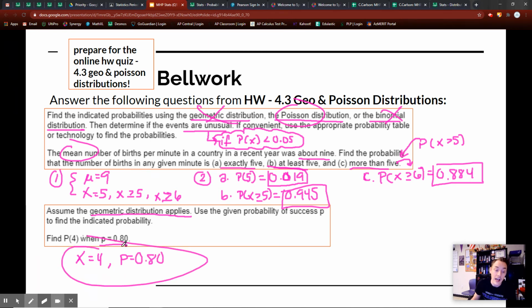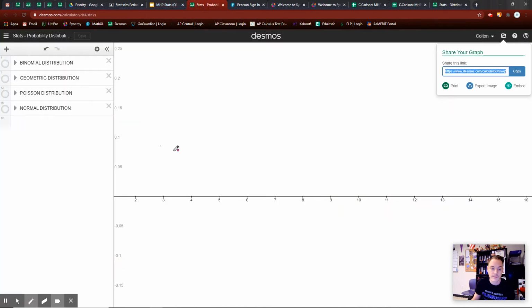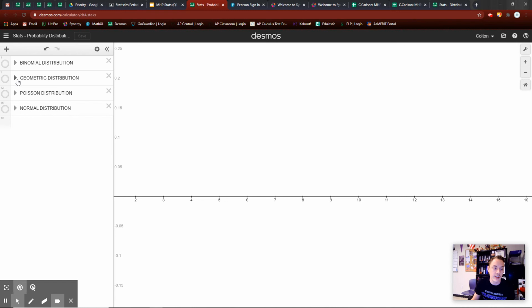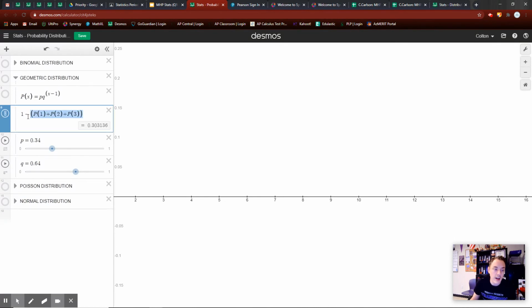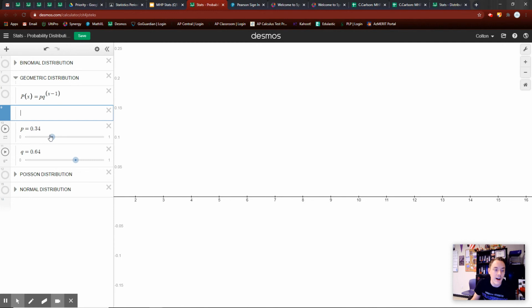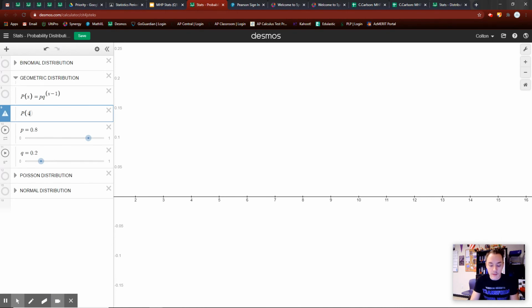So what am I really doing? I'm just finding one little thing, probability of 4. That's it. So let's change my p to 80 and then a probability of 4. So let's go over here. So geometric. Now, if my p is 80, I'm going to change this to 80. Now, what does that mean for my q? My q must be 20 because that is my complement, right? And then all I want is the probability of 4.